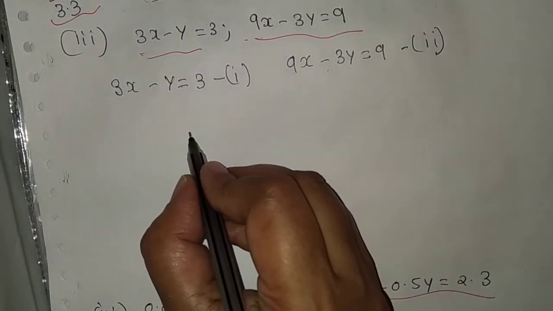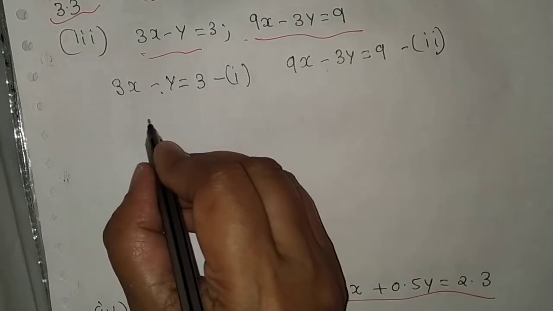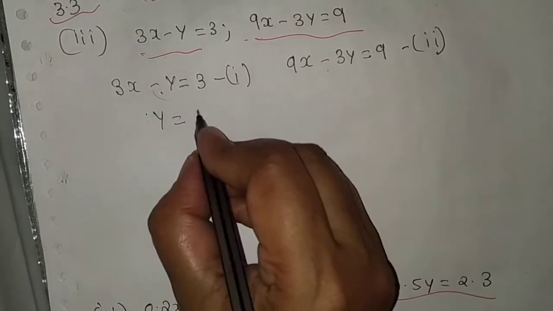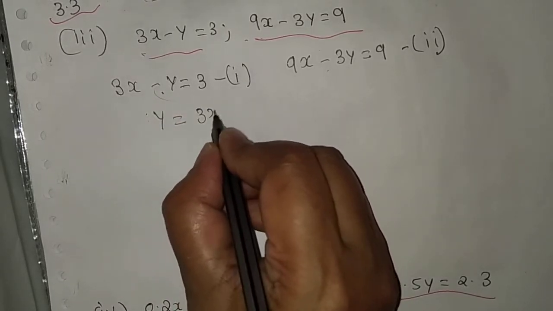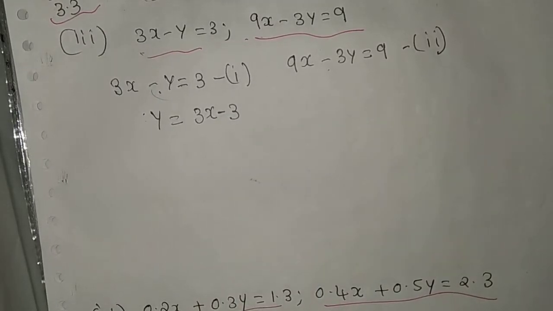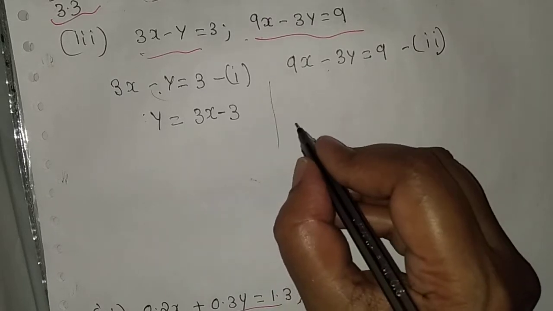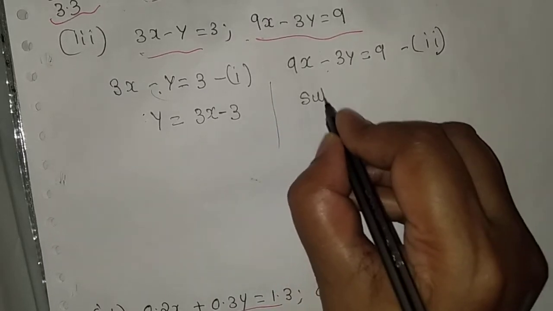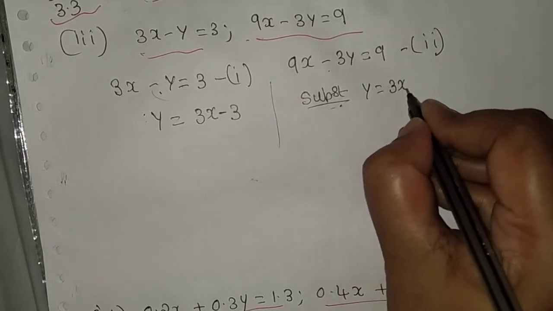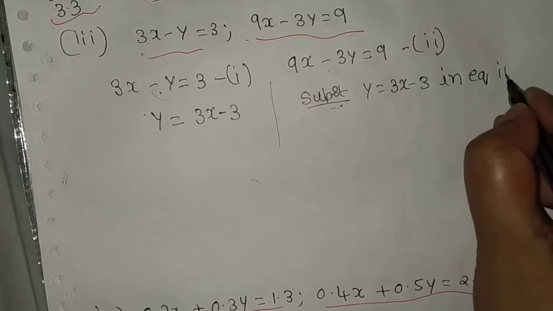Now take the first equation and find out y. Therefore y we can find like this: y is equal to 3x minus 3. So what is y now? 3x minus 3. Next we have to substitute y is equal to 3x minus 3 in equation 2.